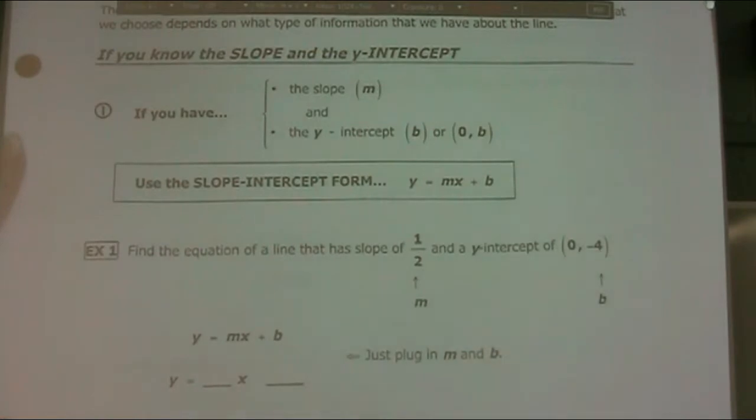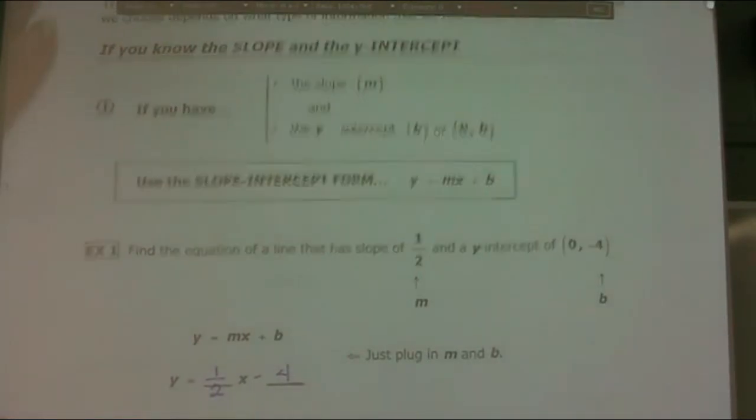So our first example says find the equation of a line that has slope of 1/2 and a y-intercept of (0, -4). Remember, that -4 is our b. We're going to start with the equation y equals mx plus b. The 1/2, the slope, is our m. The -4 of (0, -4) is b. So all we have to do is plug in m and b, and we get y equals 1/2 x minus 4.